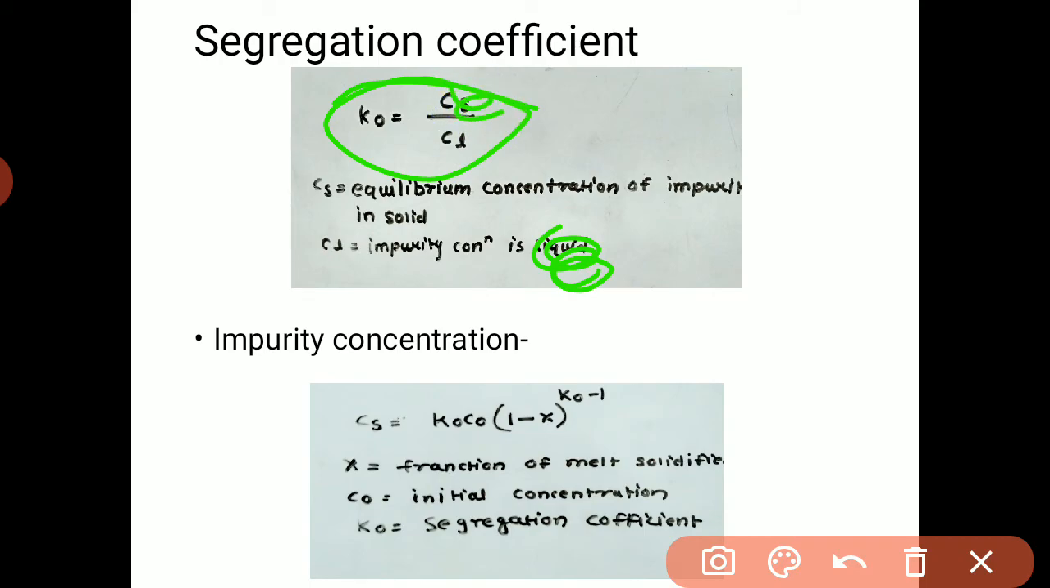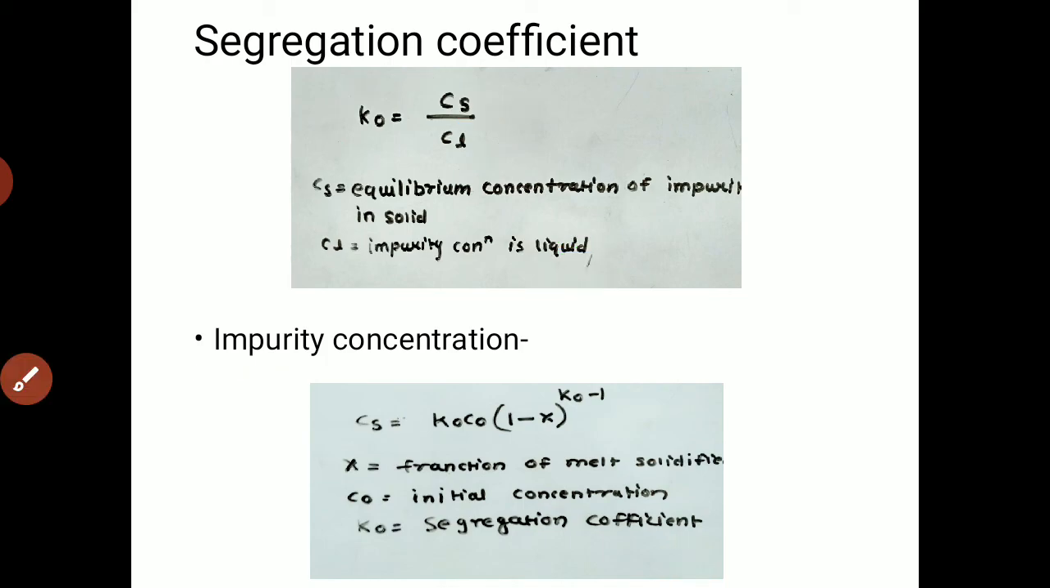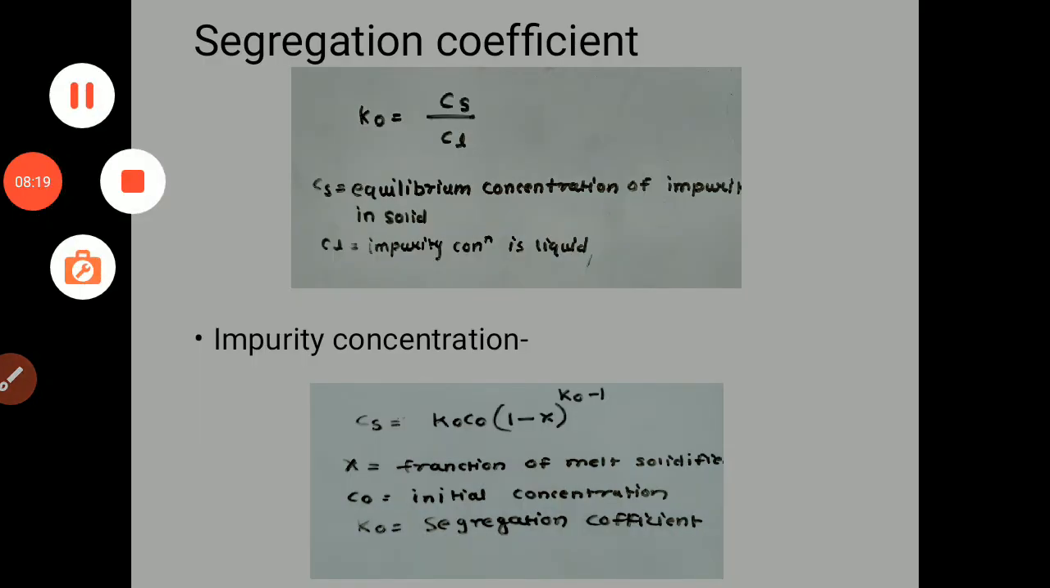So here one more formula is there to get the impurity concentration, which is Cs = K0 C0 (1 - x)^(K0 - 1), where Cs is the solid impurity concentration, K0 is the segregation coefficient, C0 is the initial concentration, and x is the fraction of melt solidified. These two formulas are very important from the prelims point of view as well as the mains point of view. There could be some numericals related to this.